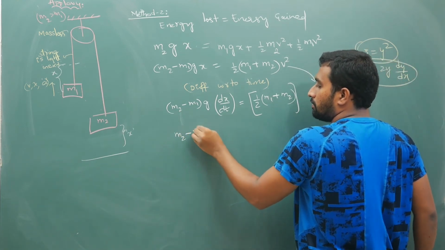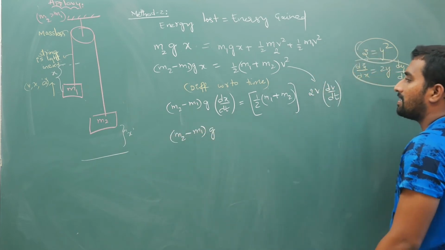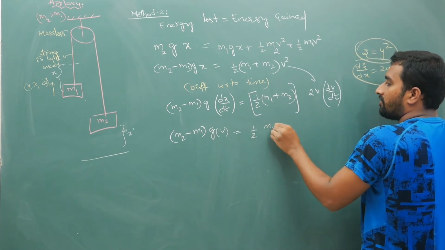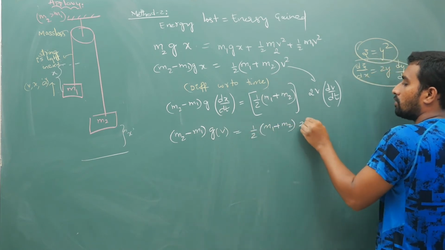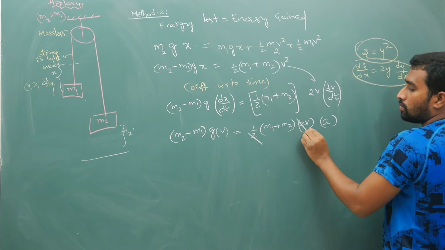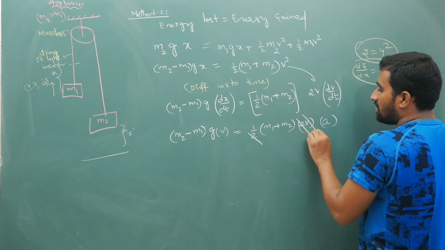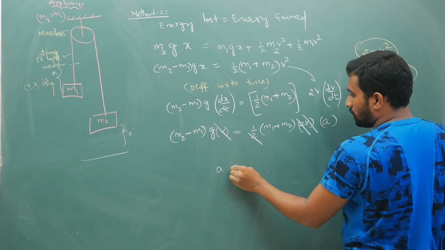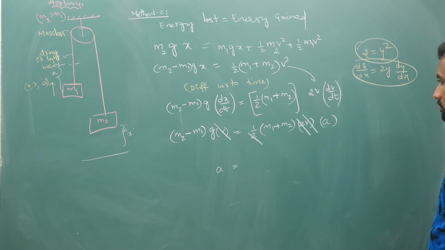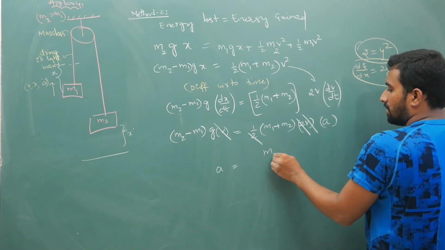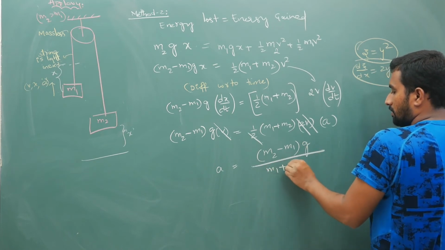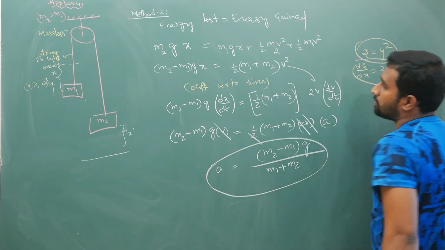So this will give you m2 minus m1 into g times dx by dt, which is v, that is equal to half of m1 plus m2 into 2v into dv by dt, which is acceleration. So this 2 will cancel off and v will go off, so you are going to get a as m2 minus m1 into g by m1 plus m2, which is the same as the previous answer.